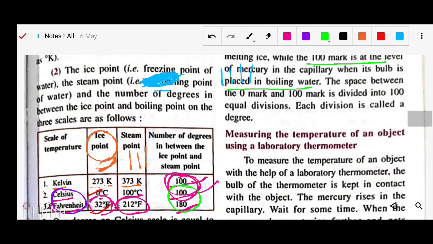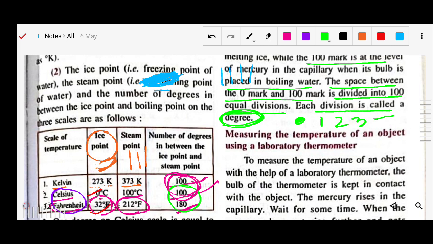Now you will see the space between the 0 and 100 marks is divided into 100 equal divisions. Each division is called a degree. Like 0, then 1, then 2, then 3, likewise up to 100. So this is 1 degree, 2 degree. It is divided into 100 small divisions, and each division is called 1 degree, right?